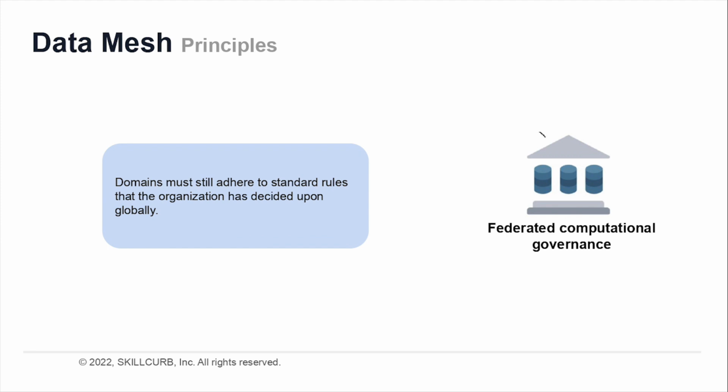The final data mesh principle aims to support all 3 principles discussed above by letting each domain exercise governance over the data products that they build locally. However, domains must still adhere to the standard rules that the organization has decided upon globally. This is important, particularly with a decentralized approach, to run the ecosystem in harmony and achieve data interoperability. Ultimately, this model aims to have a strong collaboration between the local domain and the global governance team to cater to all the data needs.